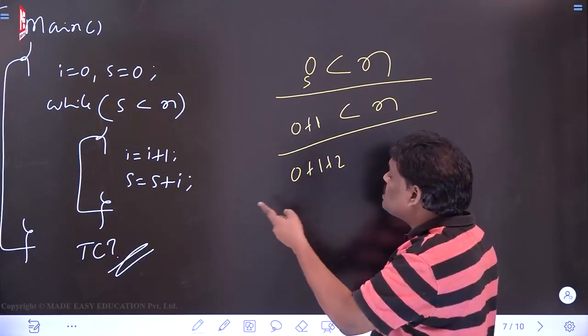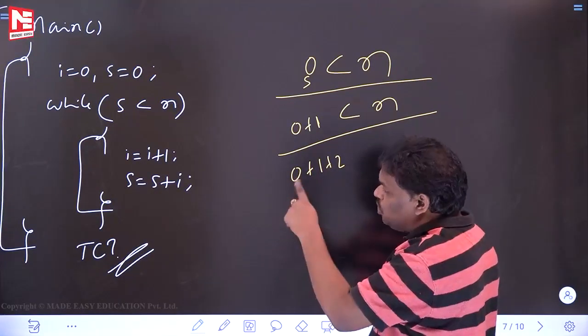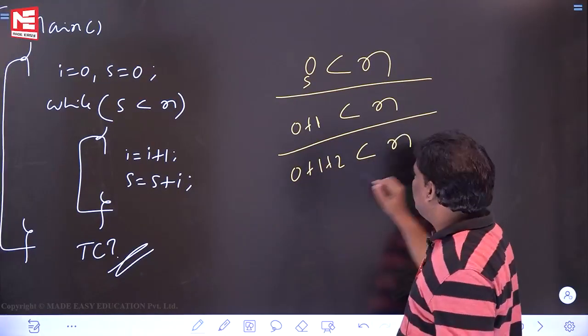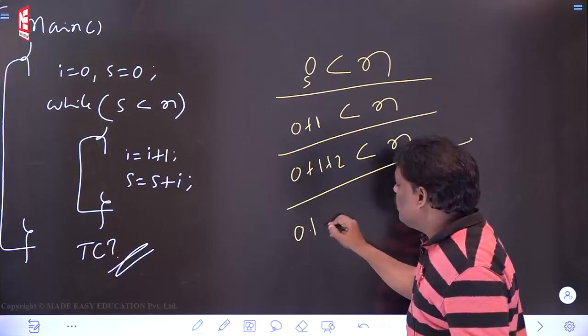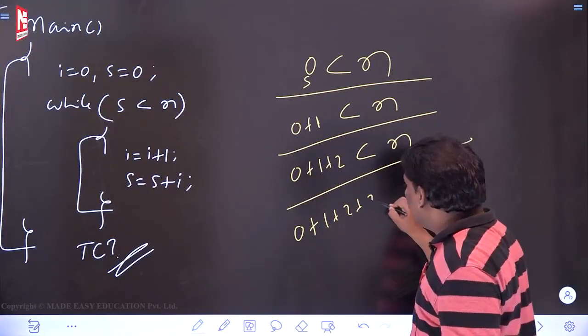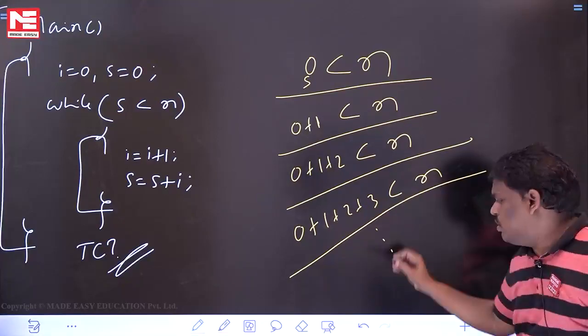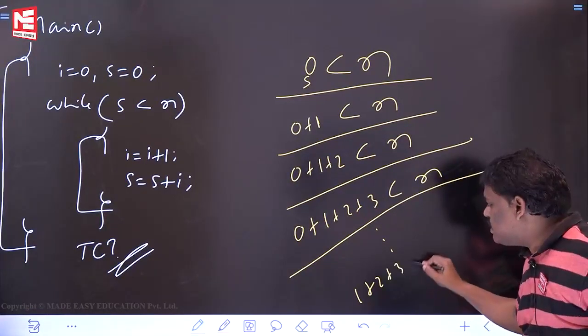Every time s contains the old value and I contains the new value. Just add the new value to s. So what is the answer? Less than n, next. Then 0 plus 1 plus 2 plus 3, less than n. This will continue. Forget about 0. It is 1 plus 2 plus 3 and so on.